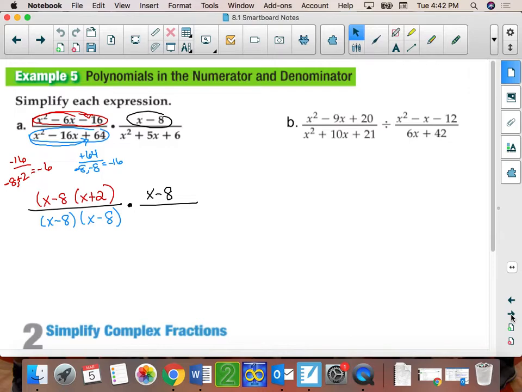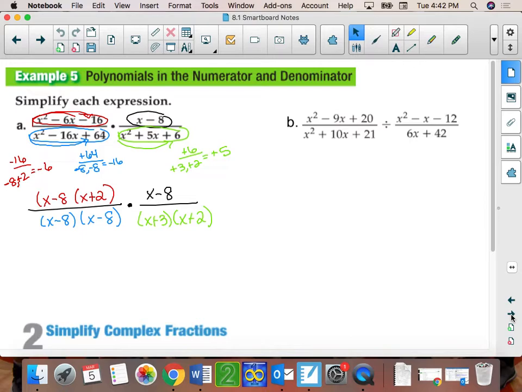over, and now I'm going to look at this trinomial, and I'm looking for factors of positive 6 that add to positive 5, and that's going to be a positive 3 and a positive 2. So in factored form, that's x plus 3 times x plus 2. Once I've done that, now I'm going to start canceling things that are the same, top and bottom.